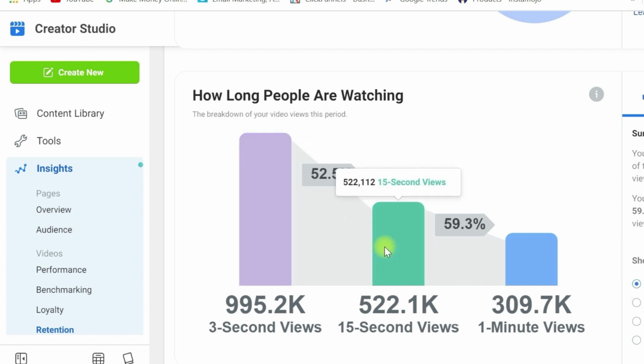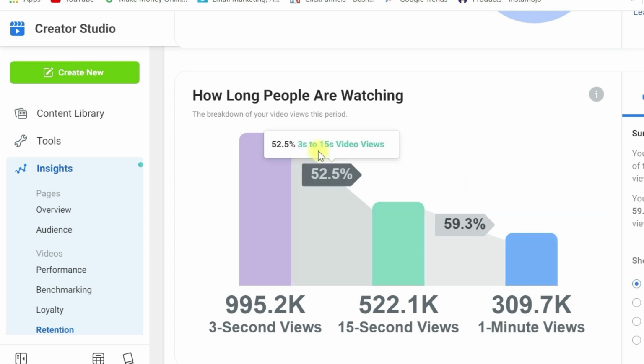Now, if you see here, from 3 second to 15 second, there is 52.5% retention. And from 15 second to 1 minute, there is 59.3% retention. So that means between 15 seconds and 1 minute, there is roughly around 40% of the audience who dropped off. Now, 1 minute views are really important. Why? Because ads run only after 1 minute in Facebook. Maybe over a period of time, they might start much earlier as well. But here is where we actually earn money, when somebody starts watching for 1 minute, right?